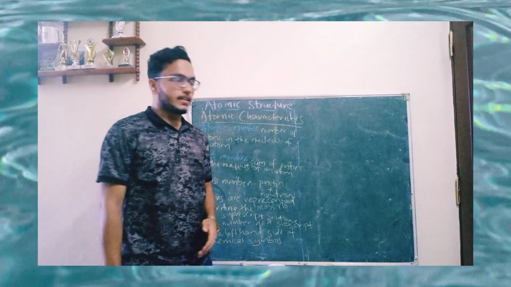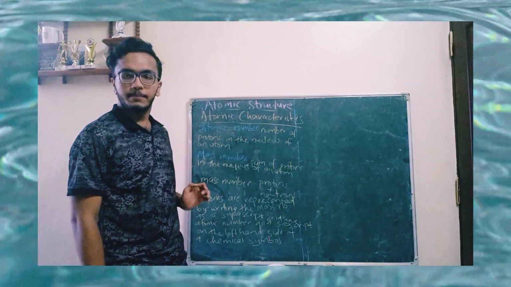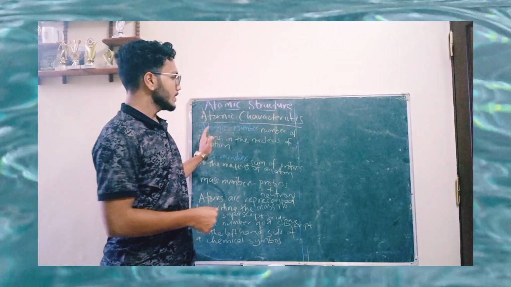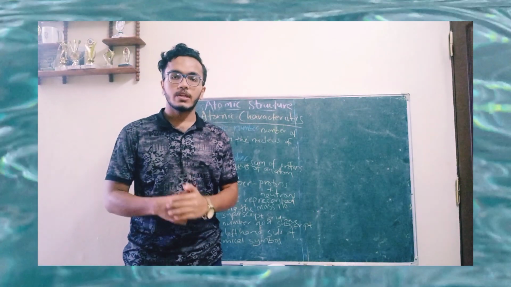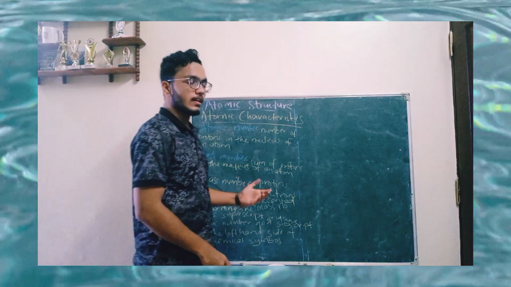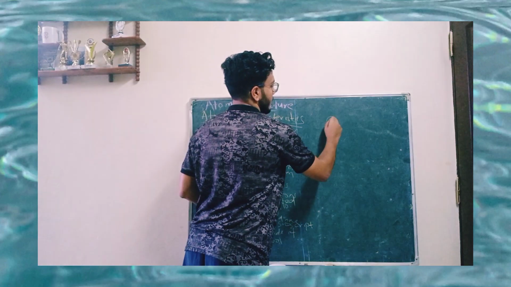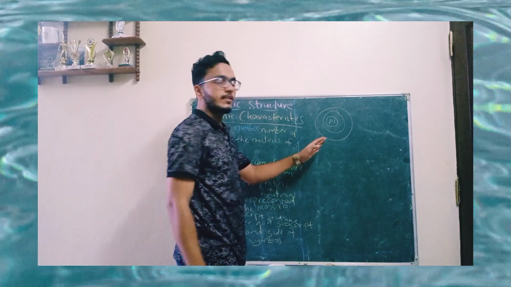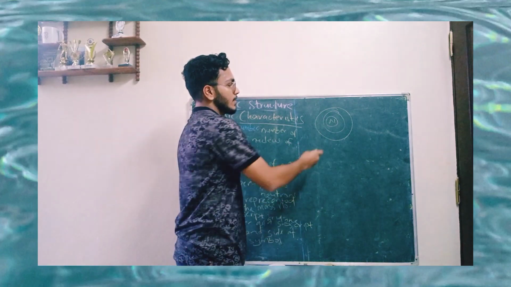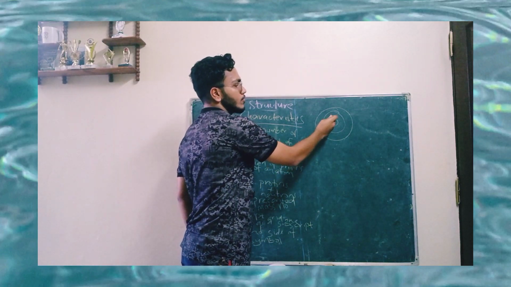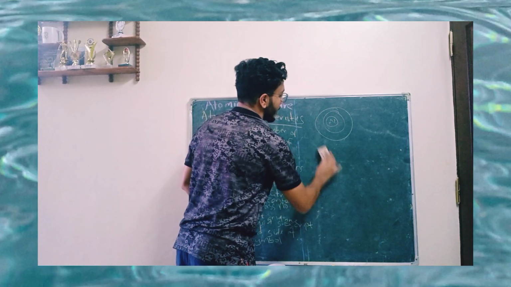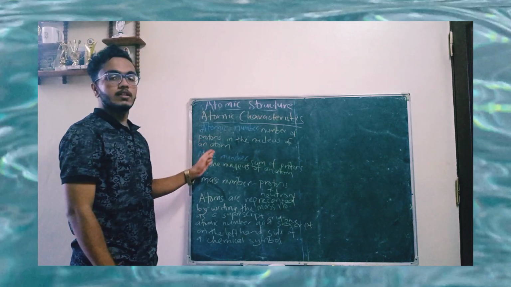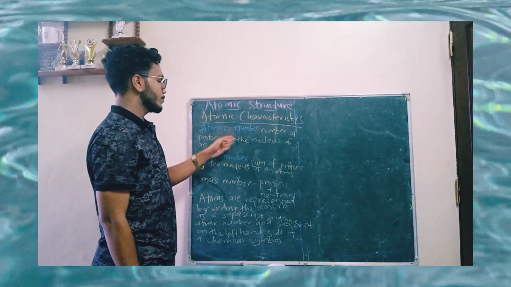The next subtopic is atomic characteristics. Now what is atomic number? Atomic number is the number of protons in the nucleus of an atom. As we saw, the atom has a nucleus and energy levels. This is an atomic representation of an atom. The nucleus has protons and neutrons. So what is atomic number? Atomic number is the number of protons in the nucleus of an atom, and protons are positively charged.